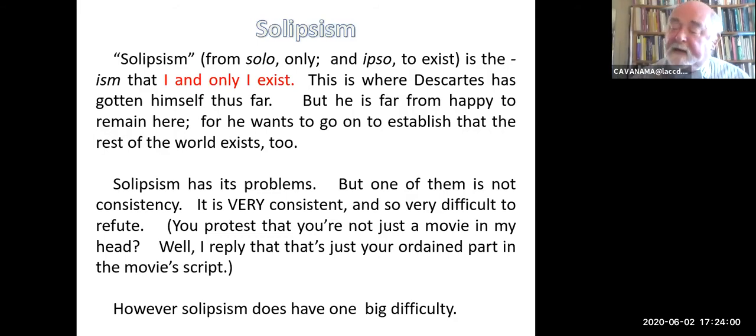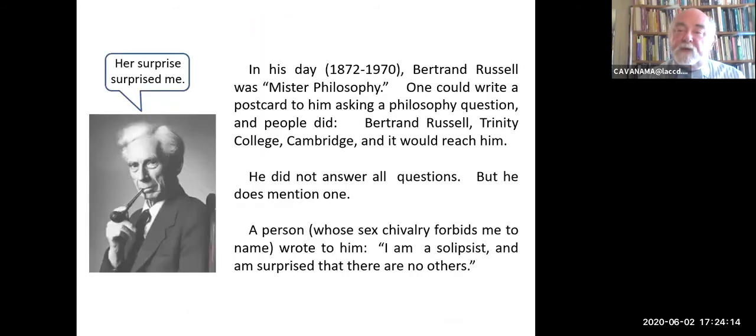While he was alive, and he had a very long life, 98 years, Bertrand Russell was Mr. Philosophy. If you had a philosophy question, you could write him a postcard, Bertrand Russell, Trinity College, Cambridge, that would get to him. Now he might not answer all the questions, and once in a while he did. And he tells the following story. A correspondent whose sex chivalry forbids me to mention asked him, dear Professor Russell, I'm a solipsist, and I find it the most convincing philosophy, but I can't convince anybody else. Can you help me?